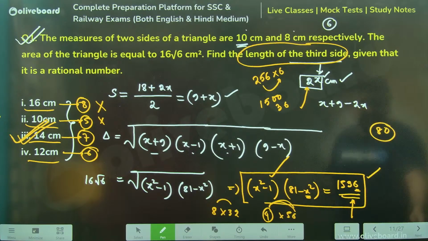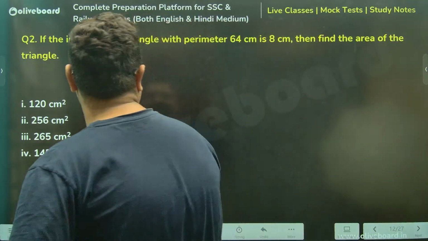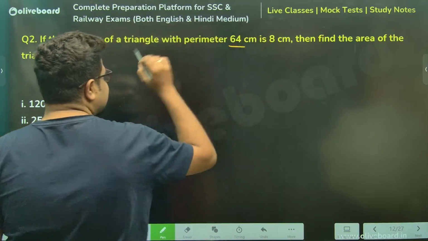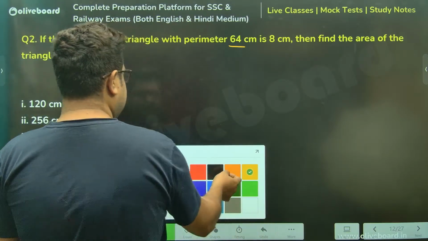Chalo, next one, please. Next one, let's do. In radius of the triangle, you see, perimeter, this is this. Sir, it has to be, sir.